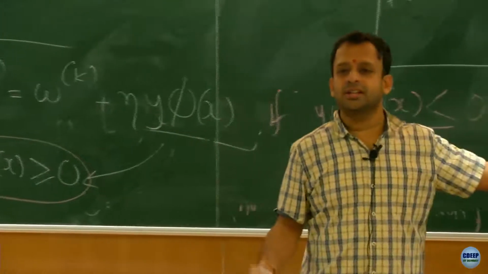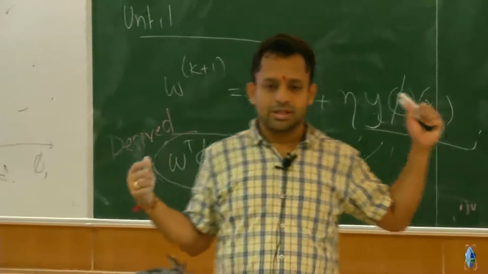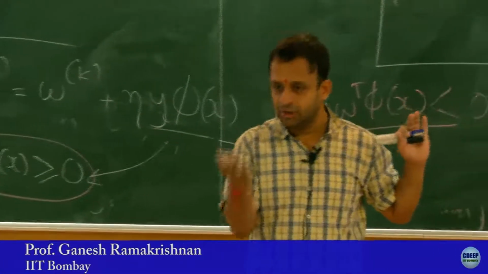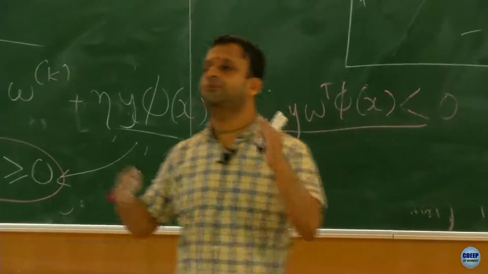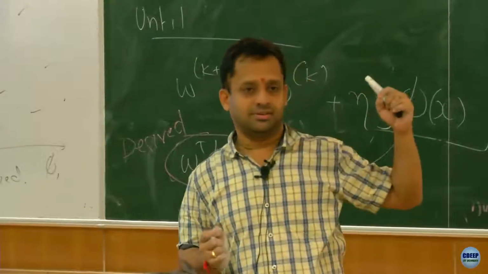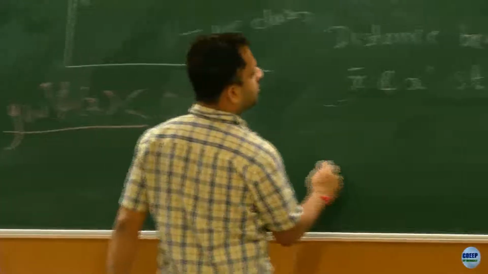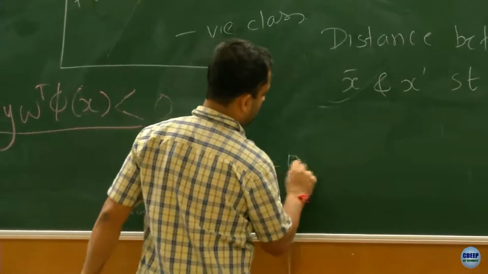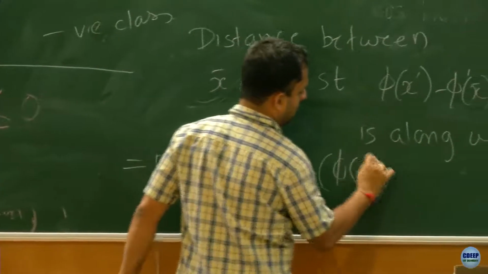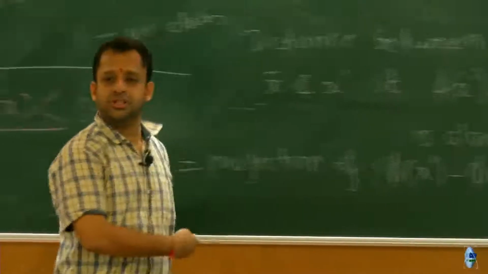So what will be this distance? Yeah, but how do you compute this distance? It is dot product, right? So if I want to find, let's say, the distance between 2 points along a particular direction, what do I do? I project, right? Equals projection of phi x prime minus phi x bar on W. That's a projection.